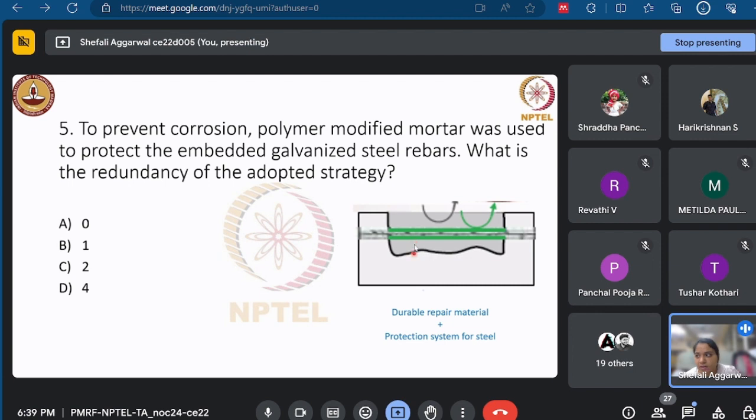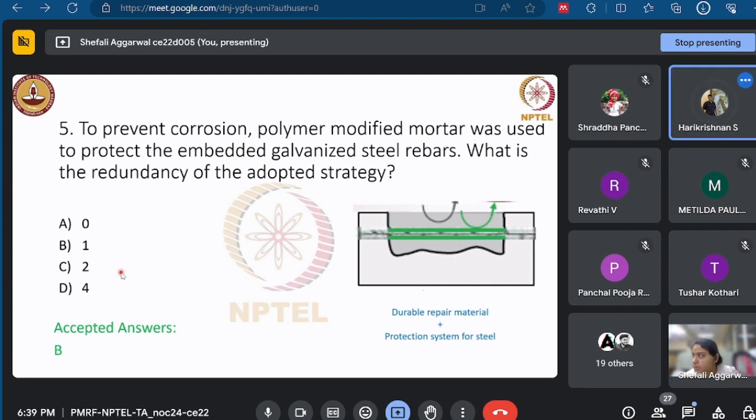So we are having two types of things. Understood. Durable repair material. A repair material mortar is more durable. And second thing is this polymer is modifying our steel surface. So based on this, the answer would be one redundancy. It's okay.